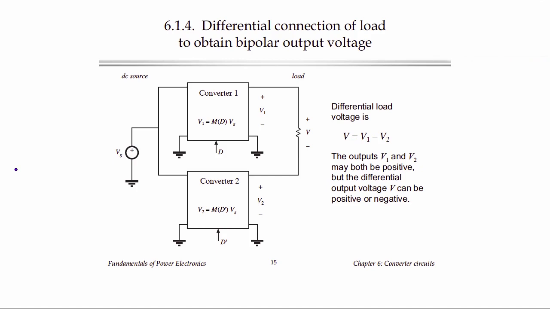So in this lecture we'll talk briefly about one of the widely used ways to produce AC. And it's called the differential connection of the load. So if we have two DC-DC converters, what we can do is connect the load differentially between their outputs. So for example, suppose these converters are buck converters.